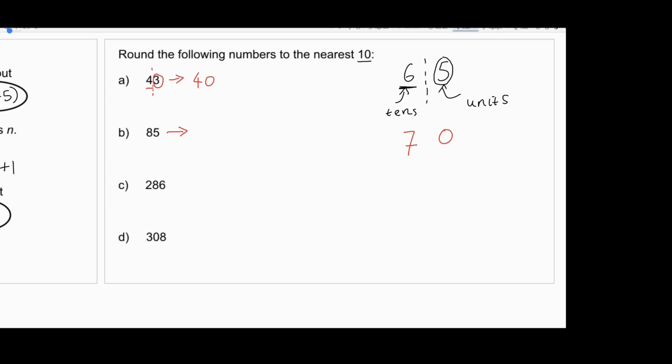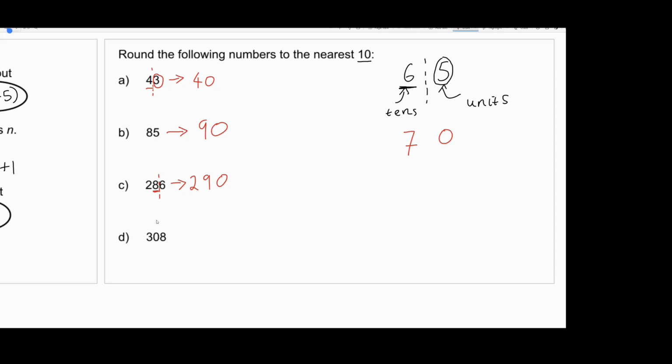Yep, exactly. That's going to be 90. Brilliant. So we have 90. And then 286 is still to the nearest 10. So we underline the 8 because that is in the tens column. Dotted line. And this time you get 290, because only the number that you underline actually changes.